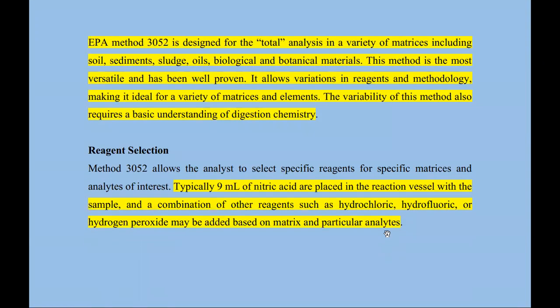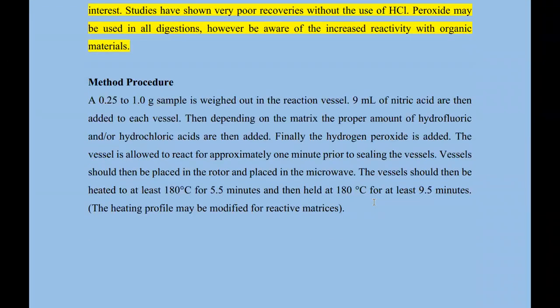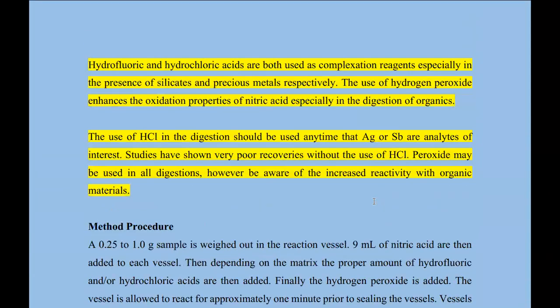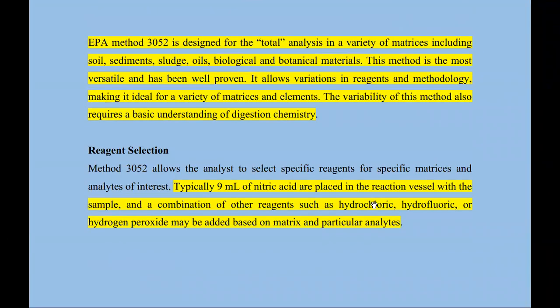Now, it is important that we understand the solvent. It's important that we understand the reagent selection. Why? It is because some of these metals that we're talking about form complexes. Metals such as vanadium, chromium, iron, and magnesium, these metals form complexes.